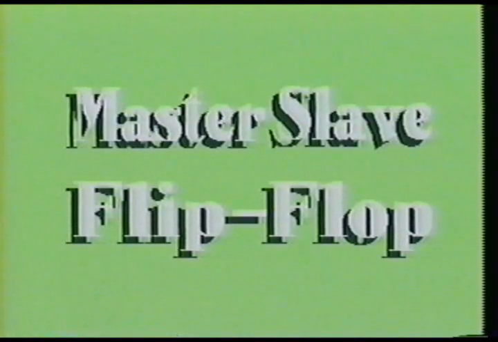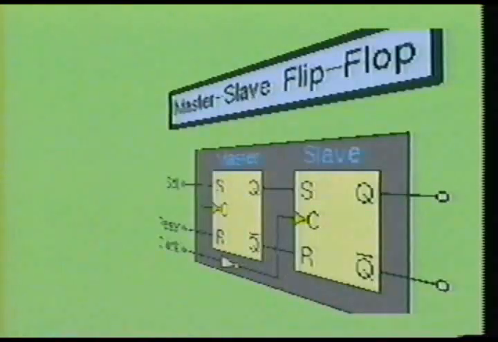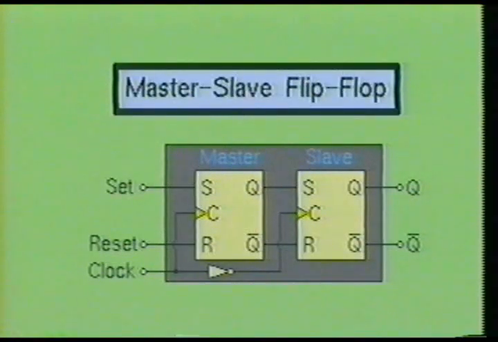One way to delay the changes in the output state until the clock pulse becomes 0 is by the use of the master-slave flip-flops. Here we see a simple master-slave RS flip-flop. It contains 2 clocked RS flip-flops and a logic inverter. The master-slave flip-flop will be contained in a single IC package. The operation of the master-slave flip-flop is very simple.